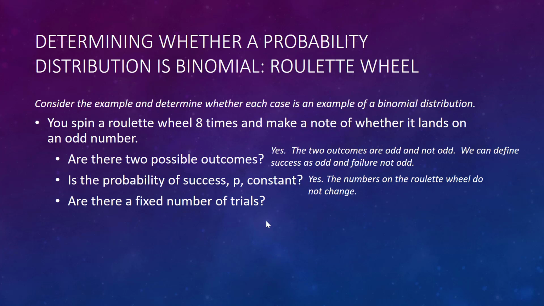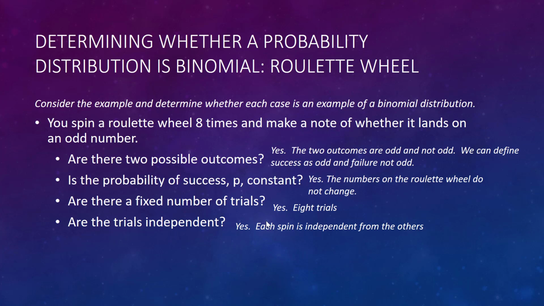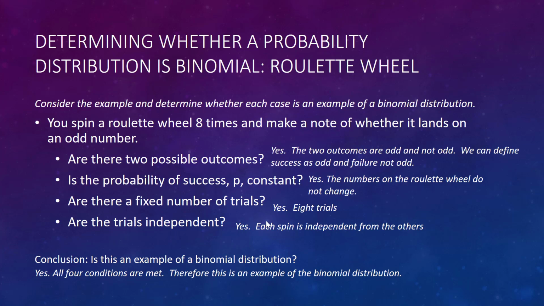Are there a fixed number of trials? Yes, we're told that we're spinning it 8 times, so that's the number of trials. And are they independent? Yes. Every time you spin the roulette wheel is independent from the other times you're spinning it. So, is this an example of a binomial distribution? And the answer is yes, because we met all 4 conditions.